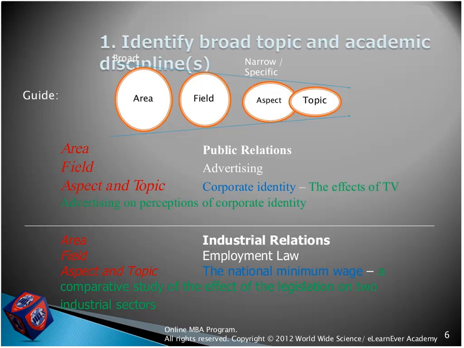this is also a slide with an example that identifies the broad topic and academic discipline. First we have area, field, aspect, then we go to the topic. You see how wide it is at first, and then when you go to the topic, it becomes very narrow, right? For example, the area is public relations. The field is advertising. The aspect and topic, corporate identity. So you can see the effects of TV advertising on, I cannot read it, perception of corporate identity. So this is the example that at the end, the topic becomes the effect of TV advertising on perception of corporate identity.